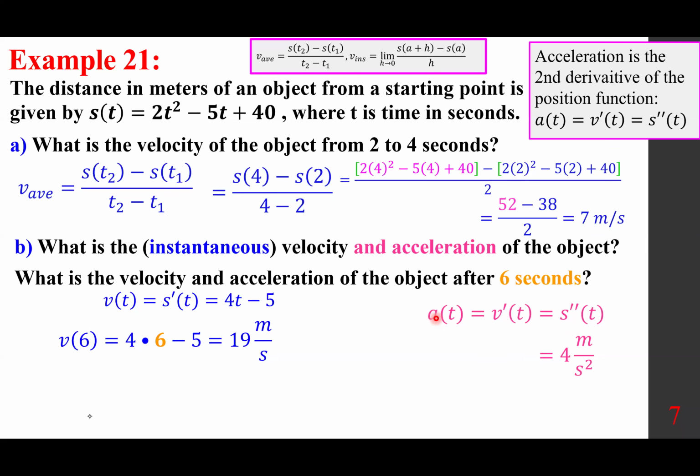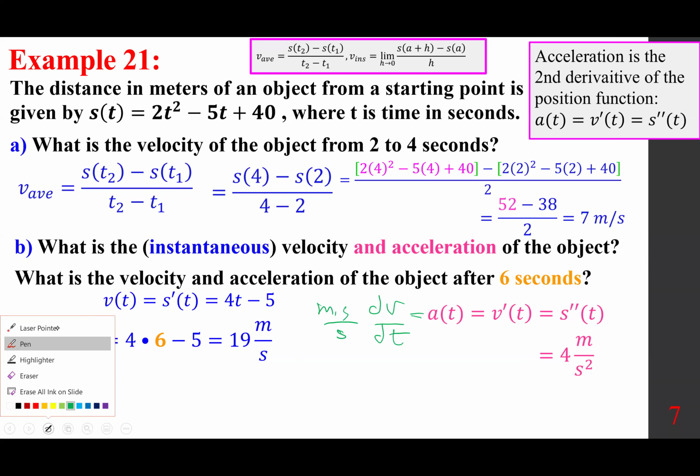The units for A follow, if you write it in this format, dv dt, change in velocity, meters per second, over change in time. And that's why we get 4 meters per second squared as the unit.